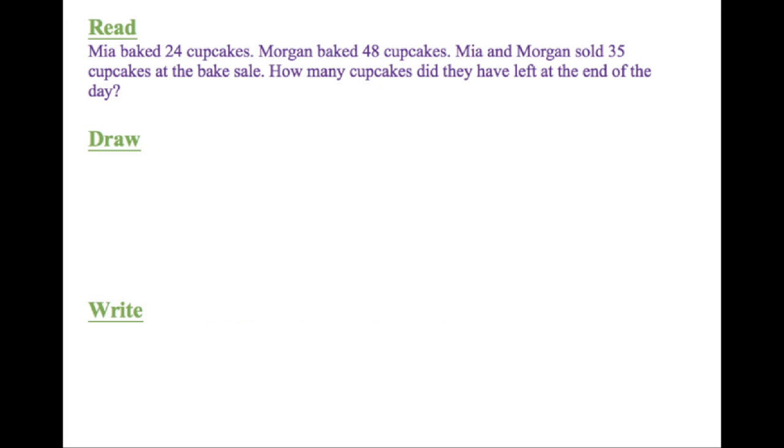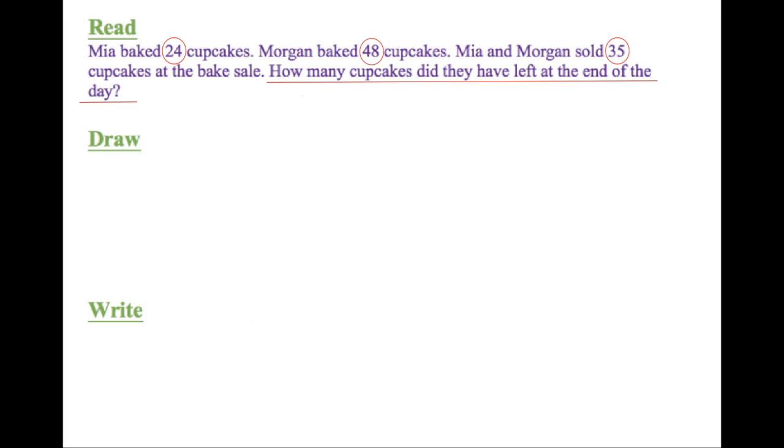So our first step is to circle all of the numbers. We're going to circle 24 because that's how many cupcakes Mia has. Morgan has 48, so we'll circle that number. And then we know that they sold 35 cupcakes at the bake sale. So now what's the question? How many cupcakes did they have left at the end of the day? We're going to underline that so we make sure to look back at it.